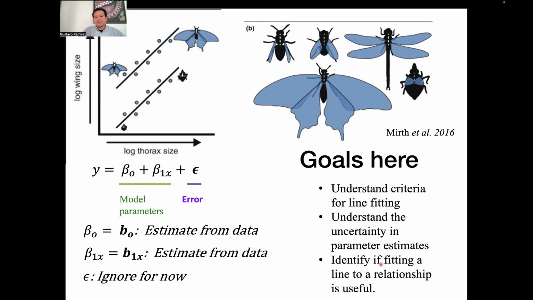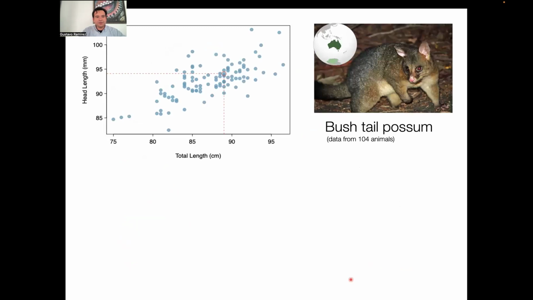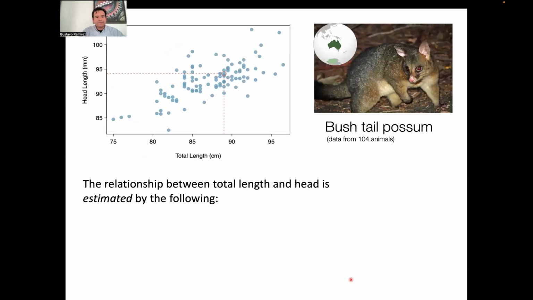Okay, so we want to identify if fitting a line to a relationship is even useful before getting too far ahead with this linear regression stuff. So let's move on to that.